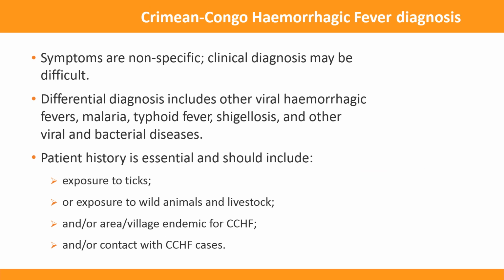The symptoms are non-specific and very broad. You can't pinpoint that this hematuria is because of CCHF. So it's very difficult, just on the clinical presentation, to diagnose Crimean-Congo hemorrhagic fever. Your differential diagnosis would include other viral hemorrhagic fevers, but also malaria, typhoid fever, shigellosis, and other viral and bacterial diseases. So, as I was mentioning before, in a suspicion of CCHF, you really need to have the patient's history. The history is very, very important.